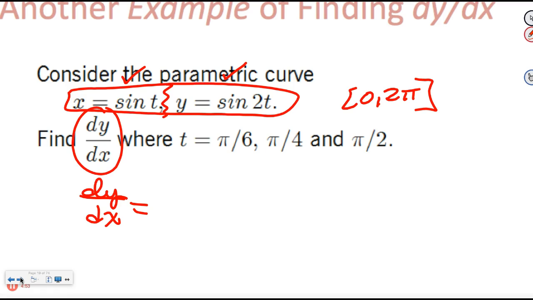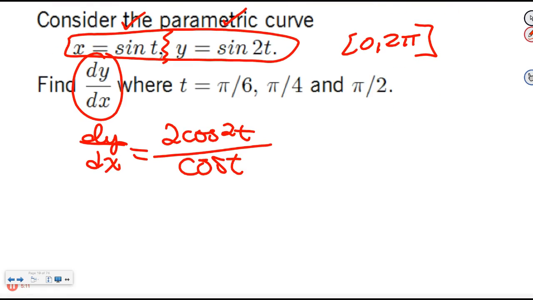So we go 2 cosine 2t, right? And dx/dt is just cosine t. There's some important stuff coming with this. I'm just giving you an easy one right here to start you off, but there are some higher level questions coming up. So this would be my dy/dx. Let's go do it at a couple places. First place, let's calculate our derivative at pi over 6.